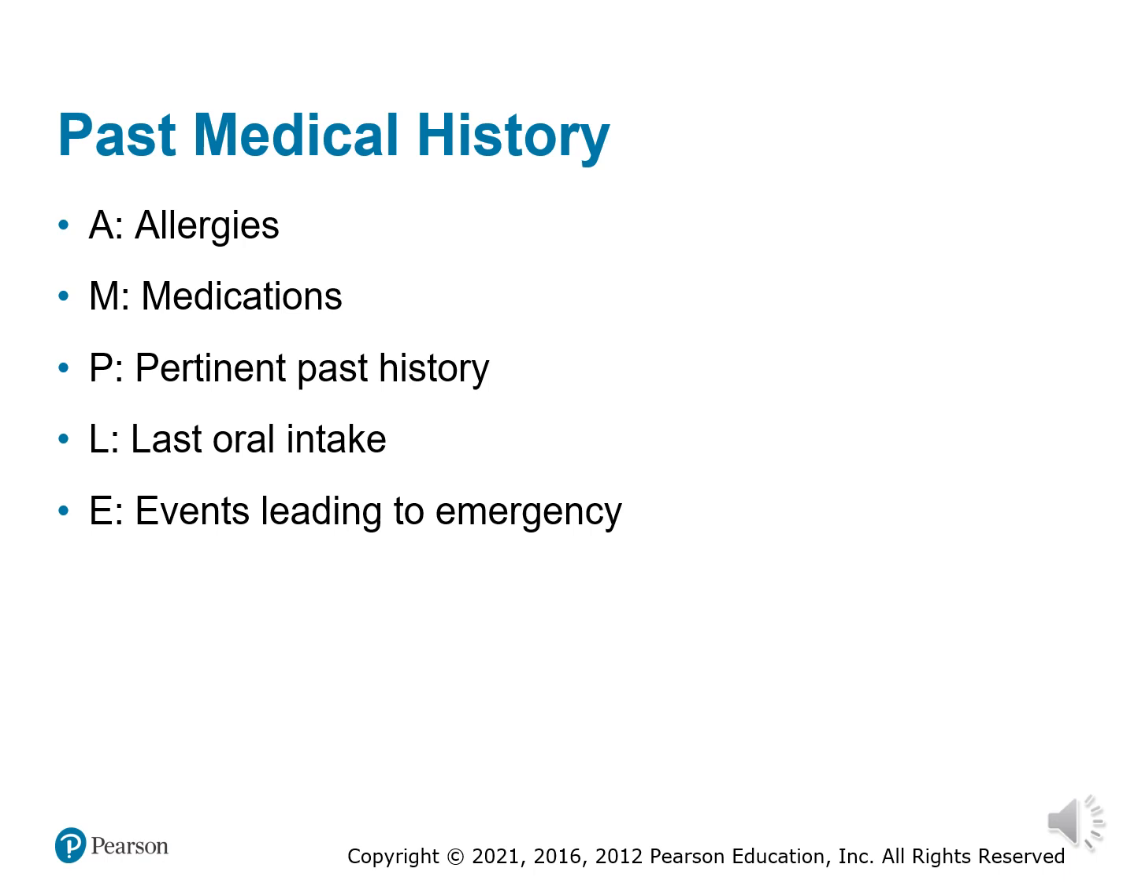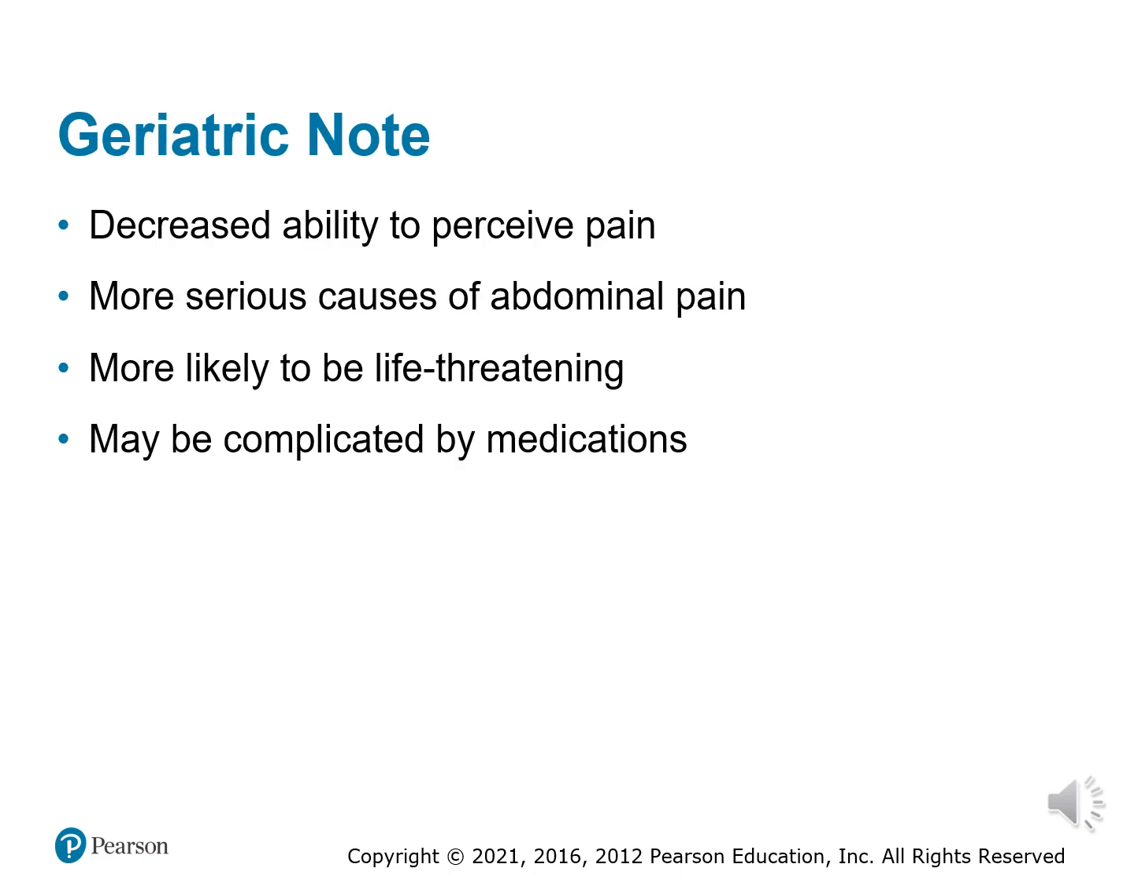Then their past pertinent medical history. So pertinent to what's going on with them right now is what you want to know. Their last oral intake: when did they eat or drink anything last, and what was it? And then events leading to the emergency. On a geriatric note, they have decreased ability to perceive pain, more serious causes of abdominal pain, more likely to be life-threatening, and may become complicated by medications.